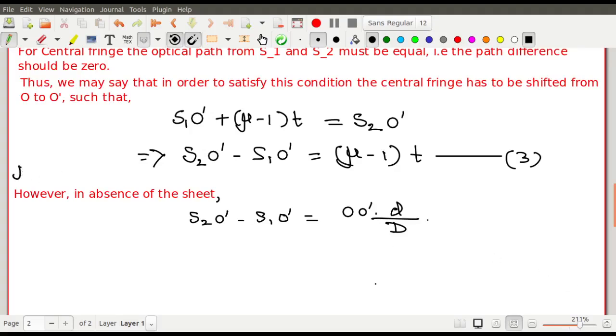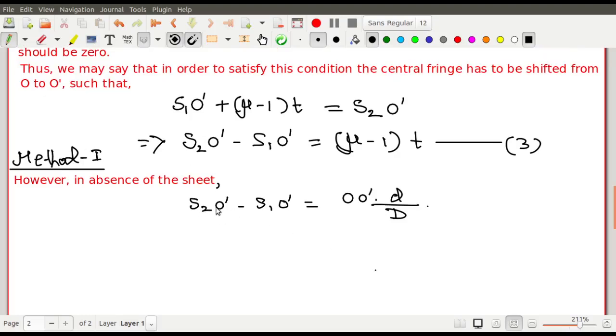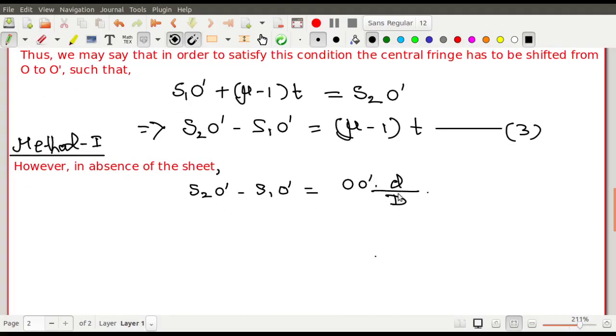Actually from here you can follow two methodologies. This is called method 1, and I will show you method 2 also. So S2O dash minus S1O dash is given by this formula, right? This is equation 4. But when was this? In absence of the sheet.